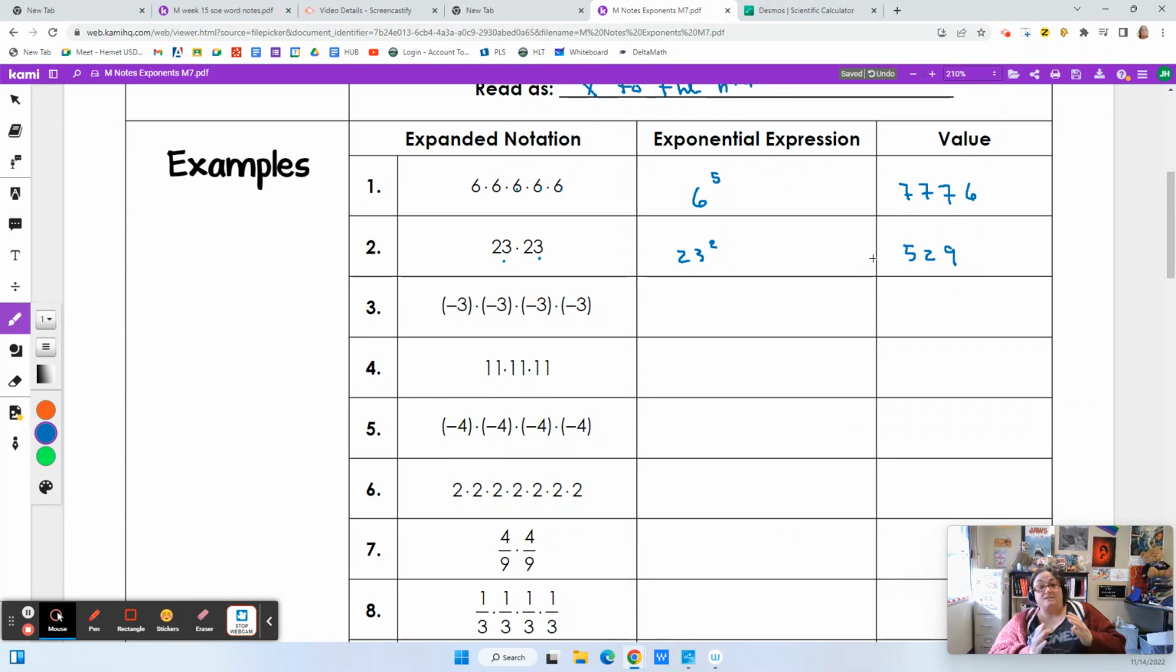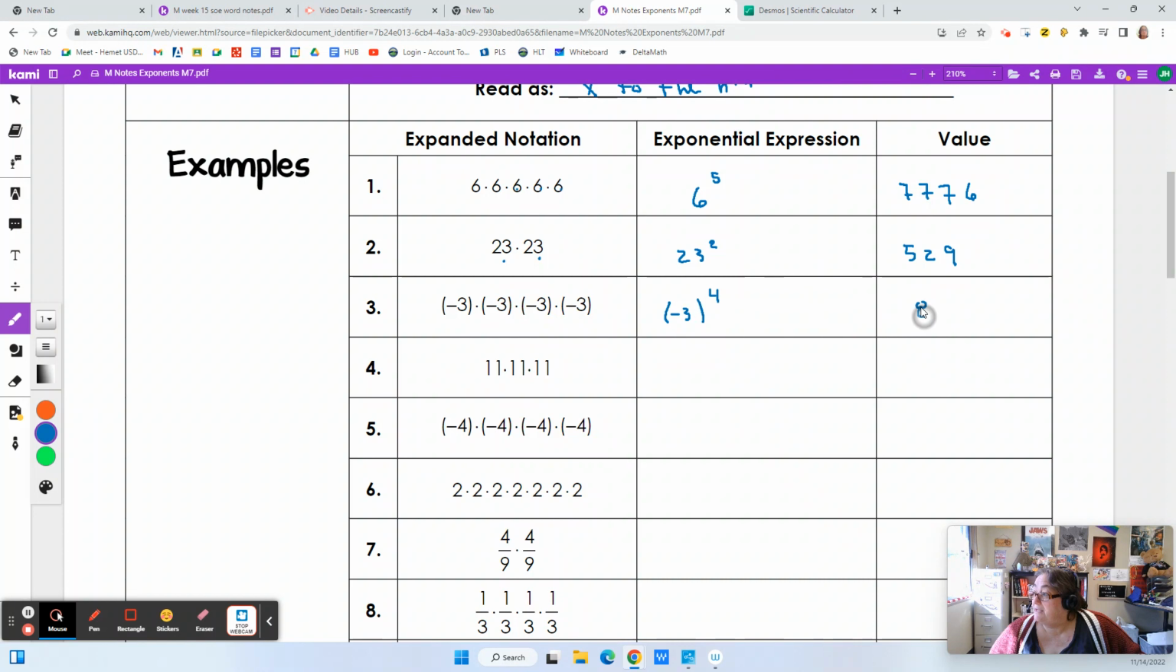Notice this one though. See how it says -3 times -3 times -3 times -3? When we raise this to a power, notice they're all in parentheses because it reminds us that we also have to multiply that negative each time. And that's really important because if we don't, it could change our solution. How many times am I doing it? 4, right? So it's going to be -3 to the 4th power. And I'm just going to tell you right now that's going to equal positive 81.